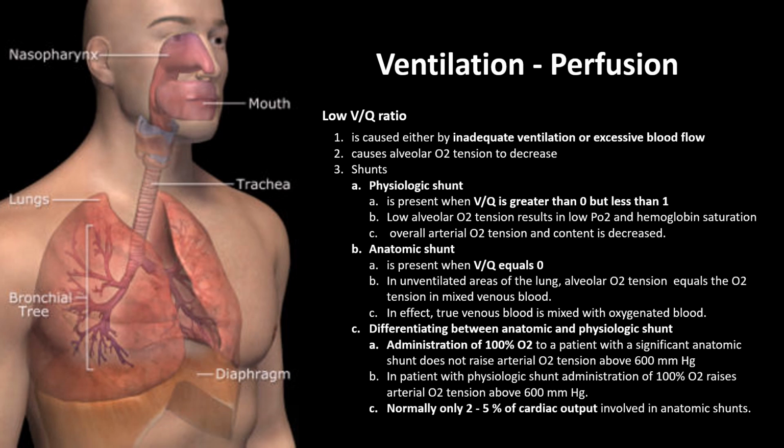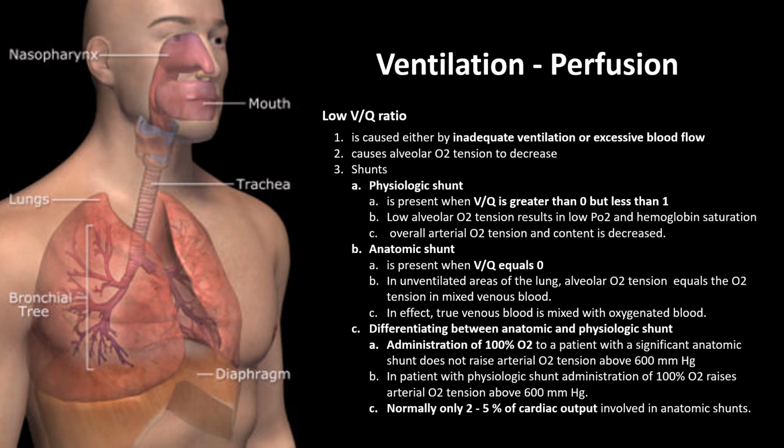This is due to low alveolar O2 tension, which results in low PO2 and hemoglobin saturation in blood leaving that area of the lung. When this blood mixes with blood from adequately ventilated areas, the overall arterial O2 tension and content is decreased. Next is anatomic shunt, which is present when the VQ ratio equals 0.